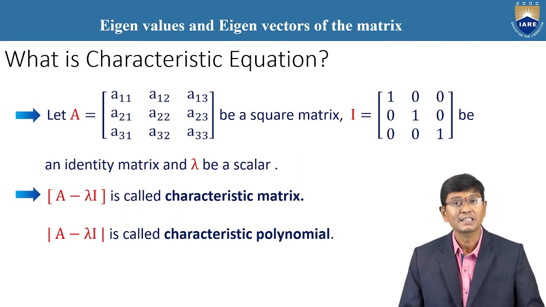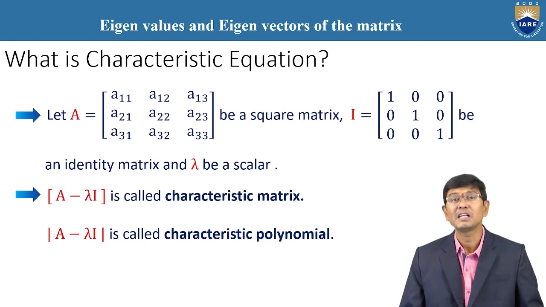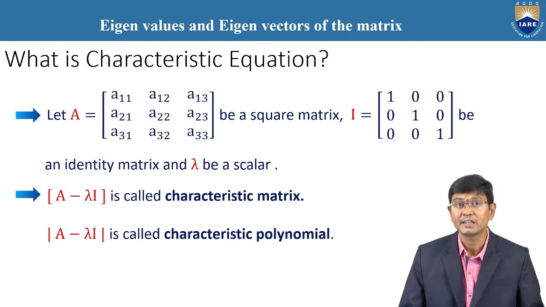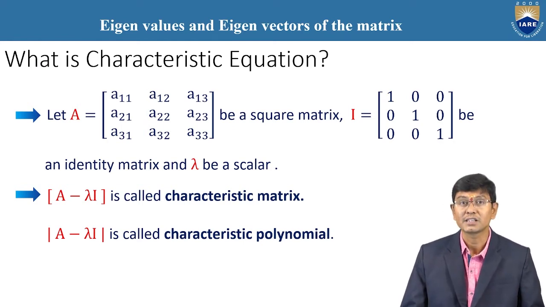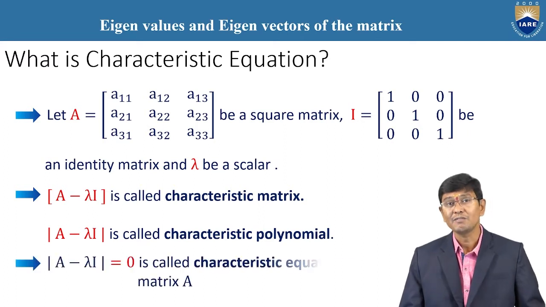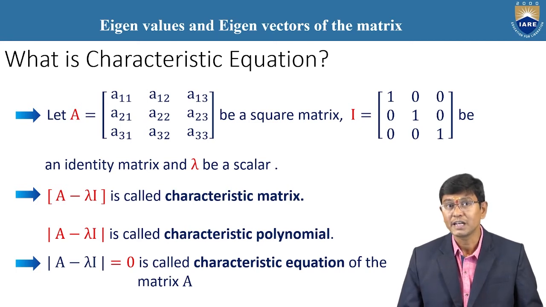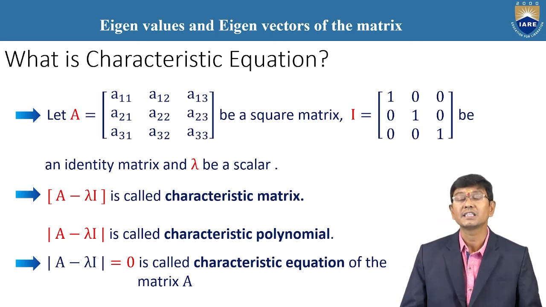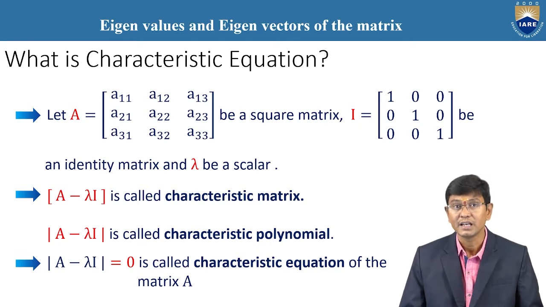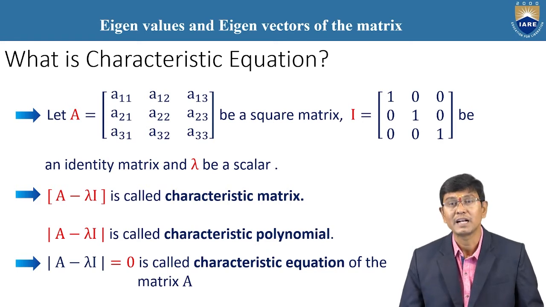After finding the characteristic matrix, we need to understand what a characteristic polynomial is. The characteristic polynomial is the determinant of the characteristic matrix, that is, the determinant of A minus lambda I. When we equate the characteristic polynomial to 0, we get an equation. That equation is called the characteristic equation of the given matrix A. That is the meaning of the determinant of A minus lambda I equal to 0. We get an equation in terms of lambda, and such an equation is known as the characteristic equation of the given matrix A.